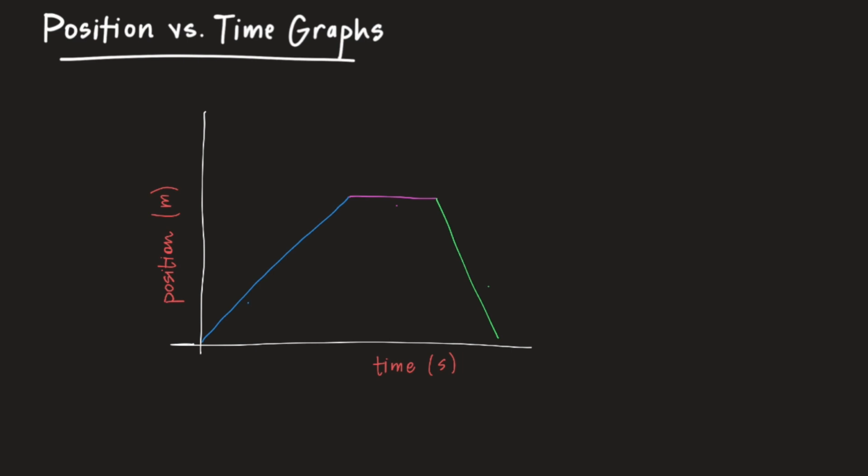So we're going to break down what this actually looks like. What is this graph telling us? Let's say that this is a position versus time graph for a person that's walking.